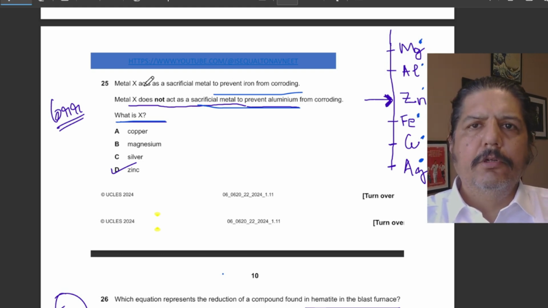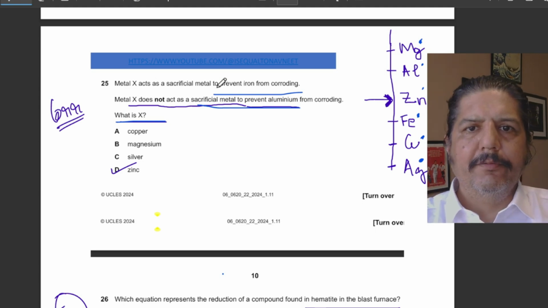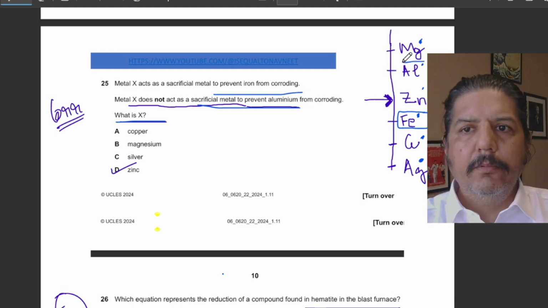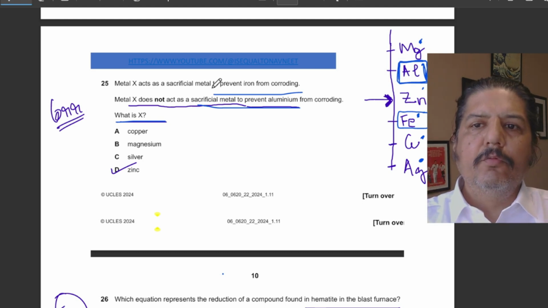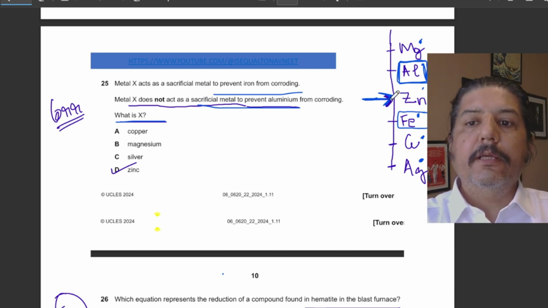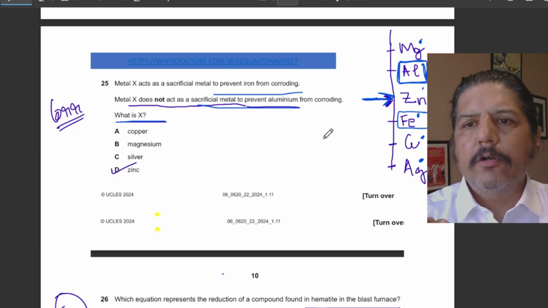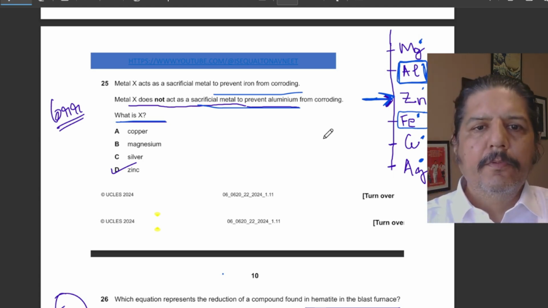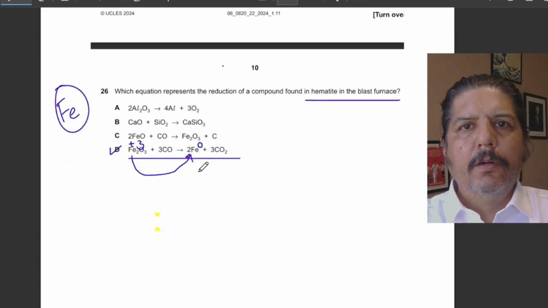So metal X will go step by step. Metal X has to be sacrificial to prevent iron, so we want to protect iron. X does not act as a sacrificial metal to prevent aluminium from corroding. So the metal X can't prevent aluminium from corroding. So aluminium would be more reactive than that metal X. So what is X? The metal X would be zinc, because zinc cannot prevent aluminium from rusting, because zinc is less reactive than aluminium. That is why. So our correct answer would be zinc. Hope this is making sense.